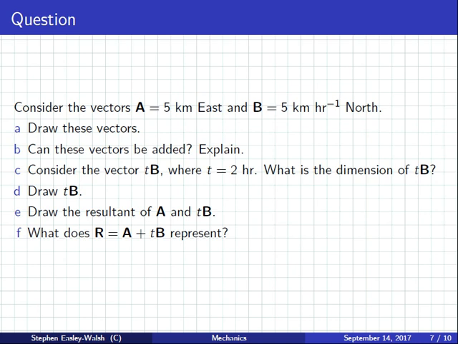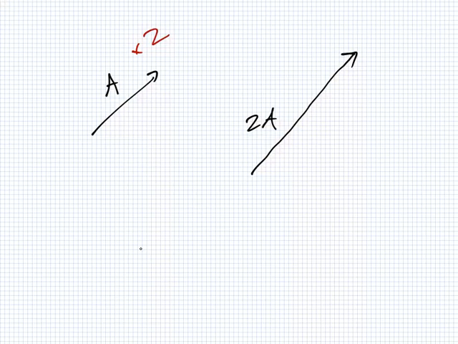Let's have a look here. So we have two vectors. A is 5 kilometers east and B is 5 kilometers per hour north. First, let's draw these vectors. So A is 5 kilometers east. Let me draw that.